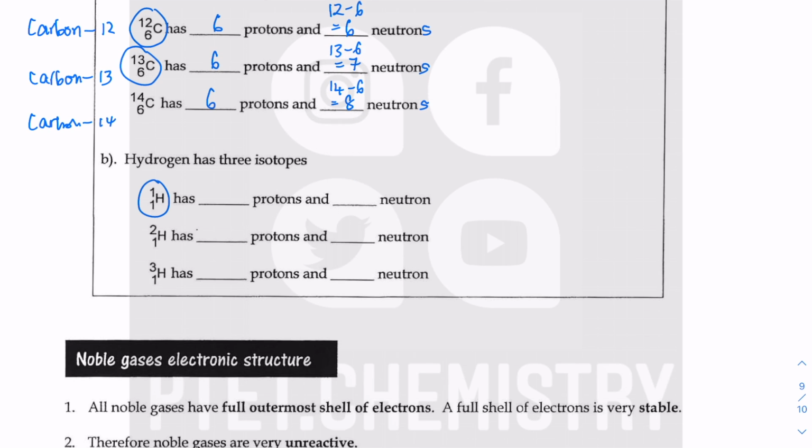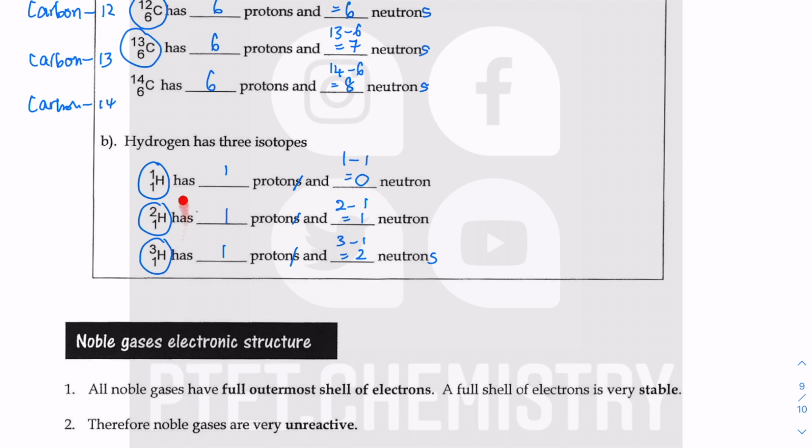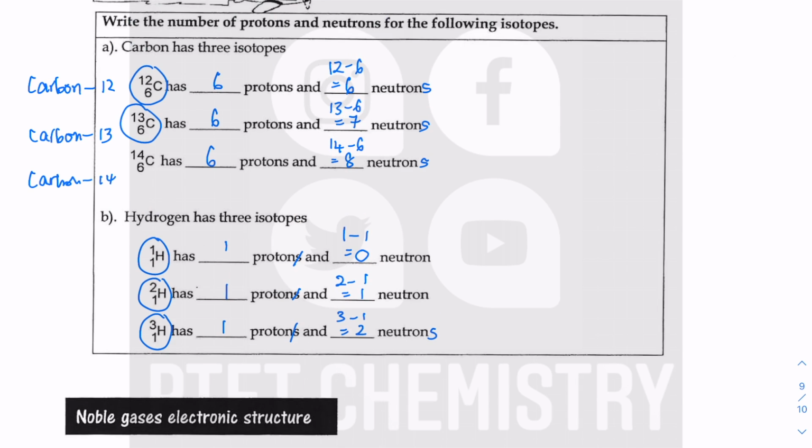Next bit on hydrogen. This is hydrogen-1, hydrogen-2, hydrogen-3. They are all hydrogen. They all have the same number of protons. Again, I'm being pedantic, this is singular because there's only 1 proton. And in terms of neutrons, 1 minus 1 is 0, 2 minus 1 equals 1, 3 minus 1 equals 2, and this is plural, so I have 2 neutrons there. Same atoms of the same element, which is hydrogen, with the same number of protons but a different number of neutrons. Hydrogen-1, hydrogen-2, hydrogen-3. Carbon-12, carbon-13, carbon-14.